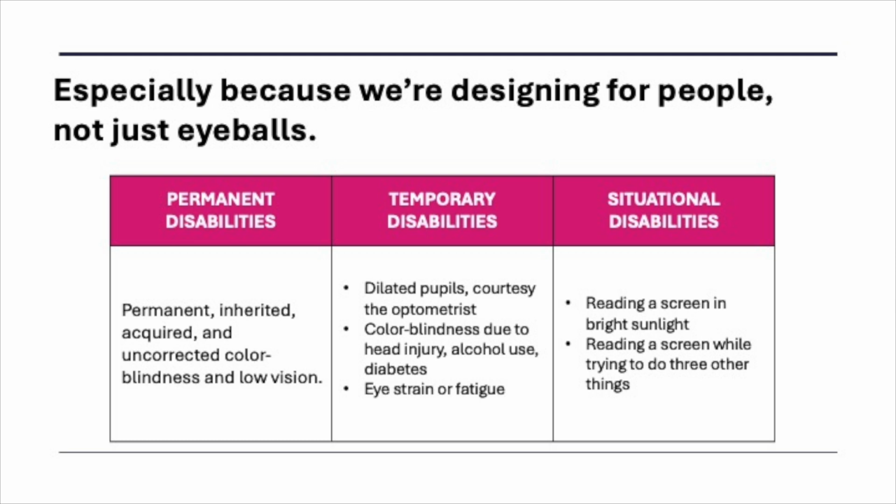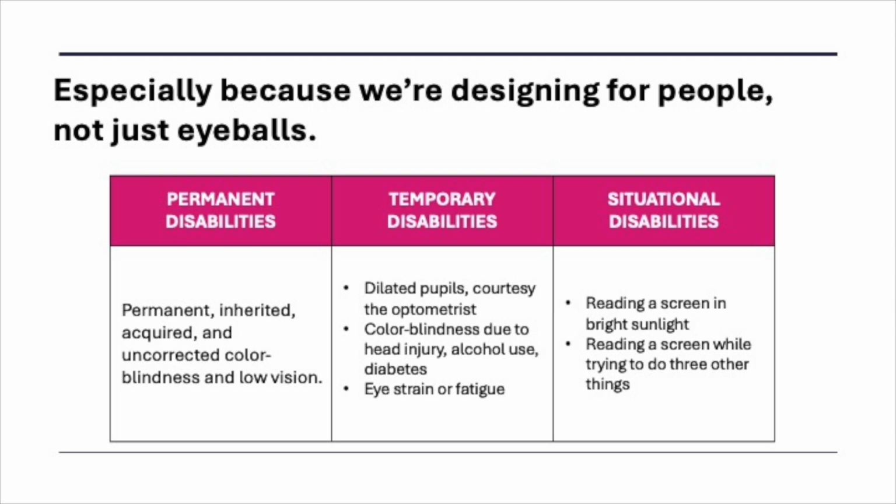So, people can have permanent vision disabilities. These can be inherited, they can be acquired, and they can be uncorrected color blindness and low vision. Low vision is something that you can be born with. Some people are born with just not as much vision as others. Other people, as they age, will lose a lot of their vision. Some people are born with color blindness. We saw all those various different types of color blindness. And some people acquire eye injuries that don't resolve that can damage their ability to see color.